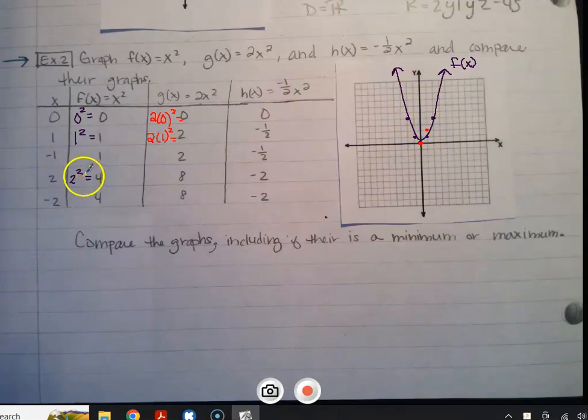If I put a 2 in my equation, it's going to be 2 times 2 squared. So 2 squared is 4. 4 times 2 is 8. So I'm going to graph 2, 8. So 1, 2, 3, 4, 5, 6, 7, 8. Are there questions about how we're putting these numbers in?